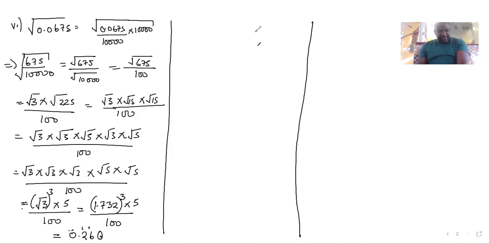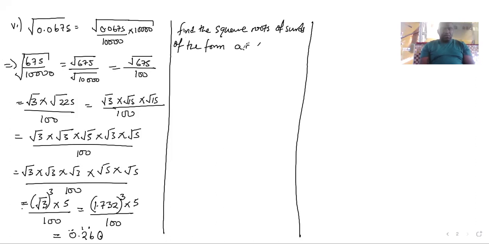Last definition I want us to look at. That is finding the square roots of surds of the form a plus or minus root of b.